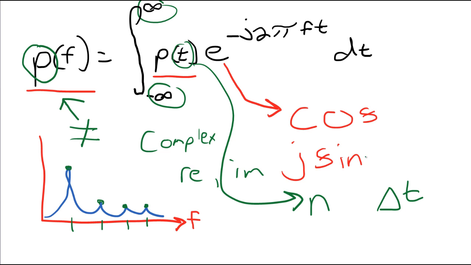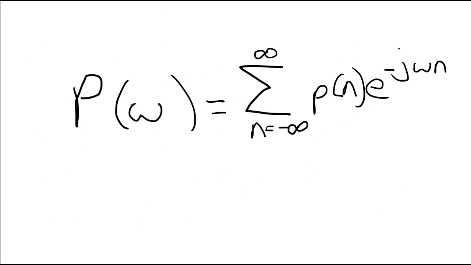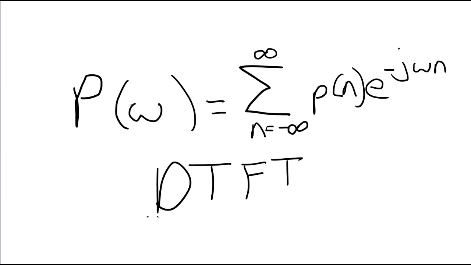So the next step that we look at is what's called the discrete time Fourier transform. I'll say that one more time: the discrete time Fourier transform. Let me throw it up here real quick. If you look at any reference text, the first step here is what's called the DTFT, the discrete time Fourier transform.